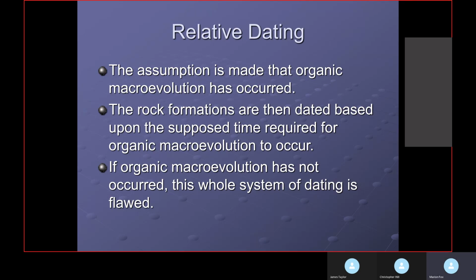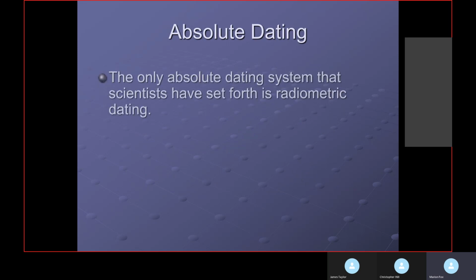So the circular reasoning: they've assumed organic macroevolution, then they've dated it, and then they've used that dating to say, look, this proves that macroevolution occurred, because look, this is millions of years, or billions, or hundreds of millions of years. So that's an assumption. It's circular reasoning on their part.